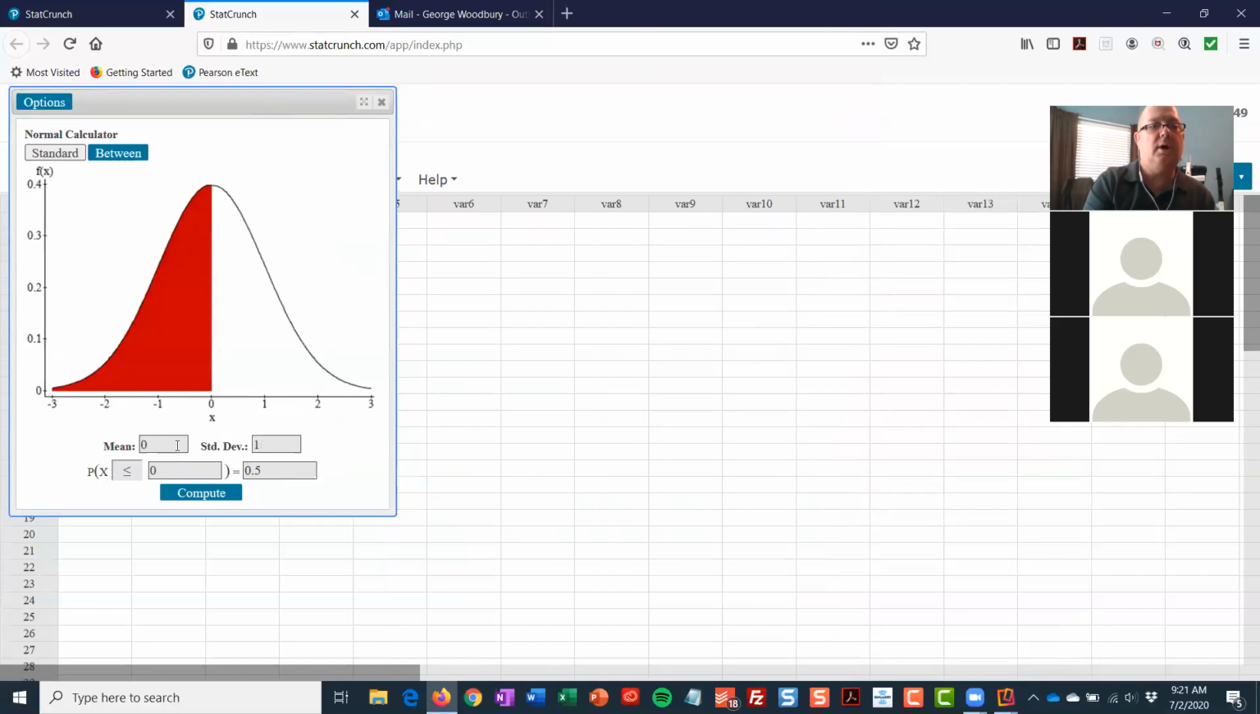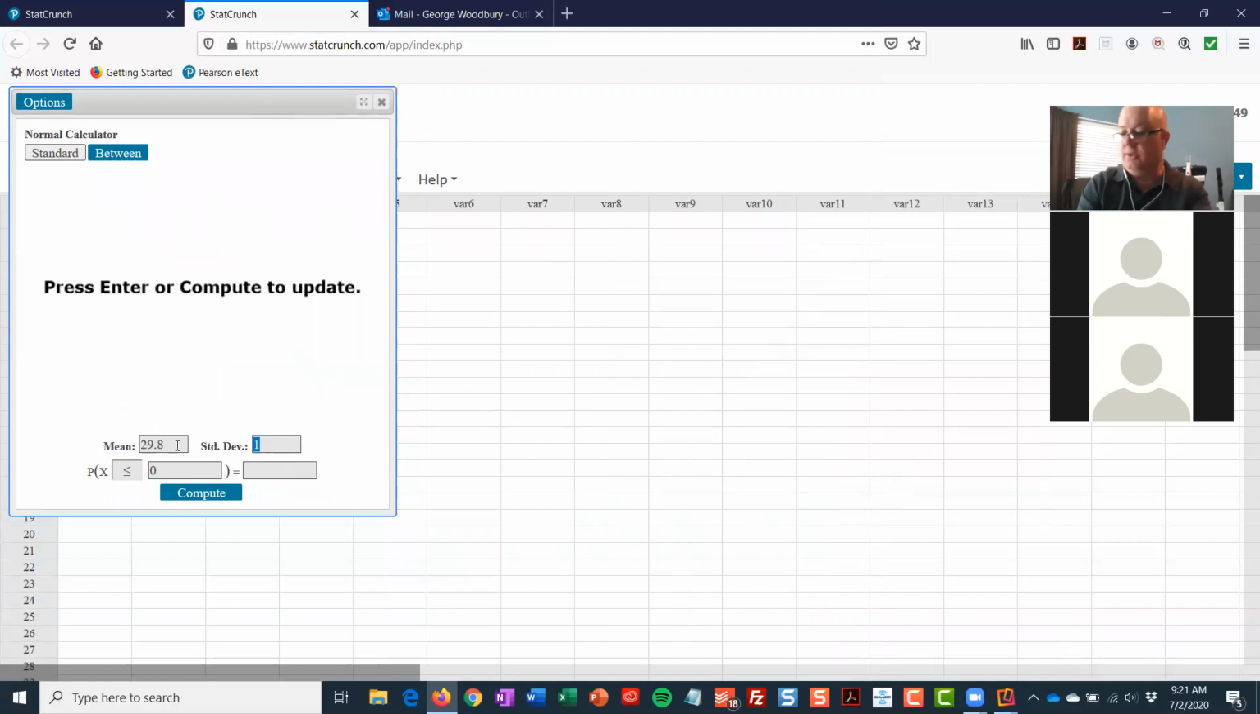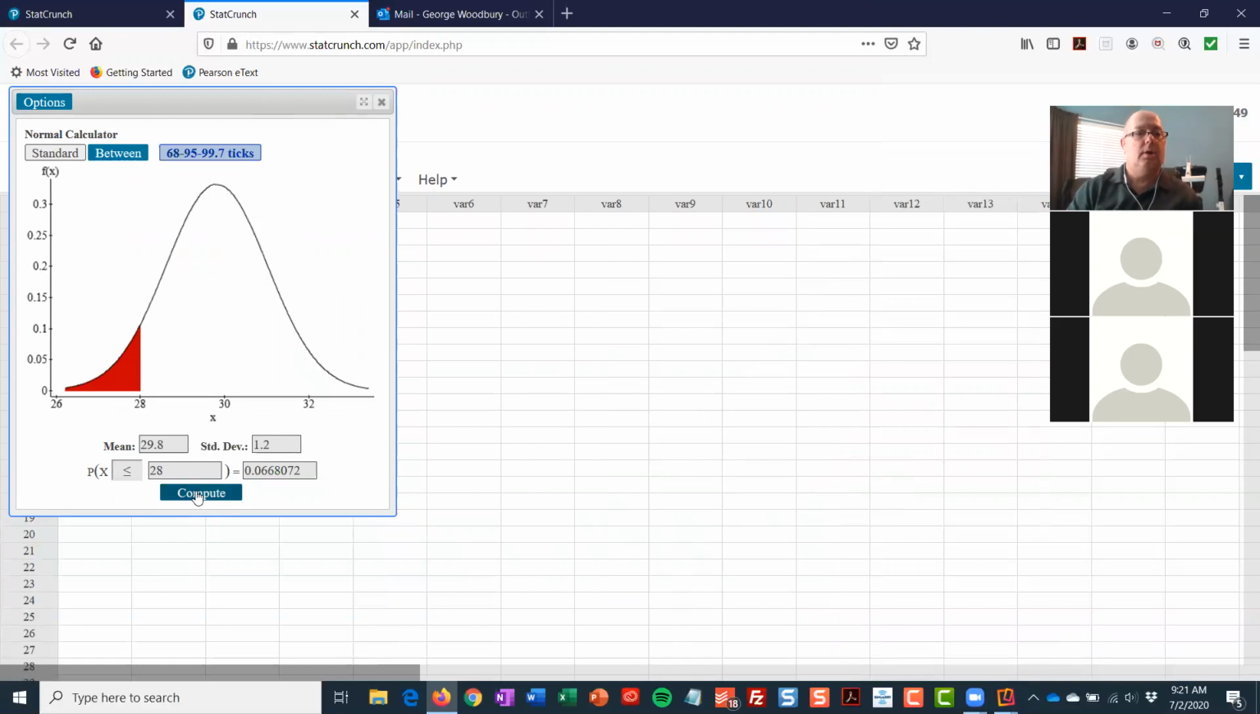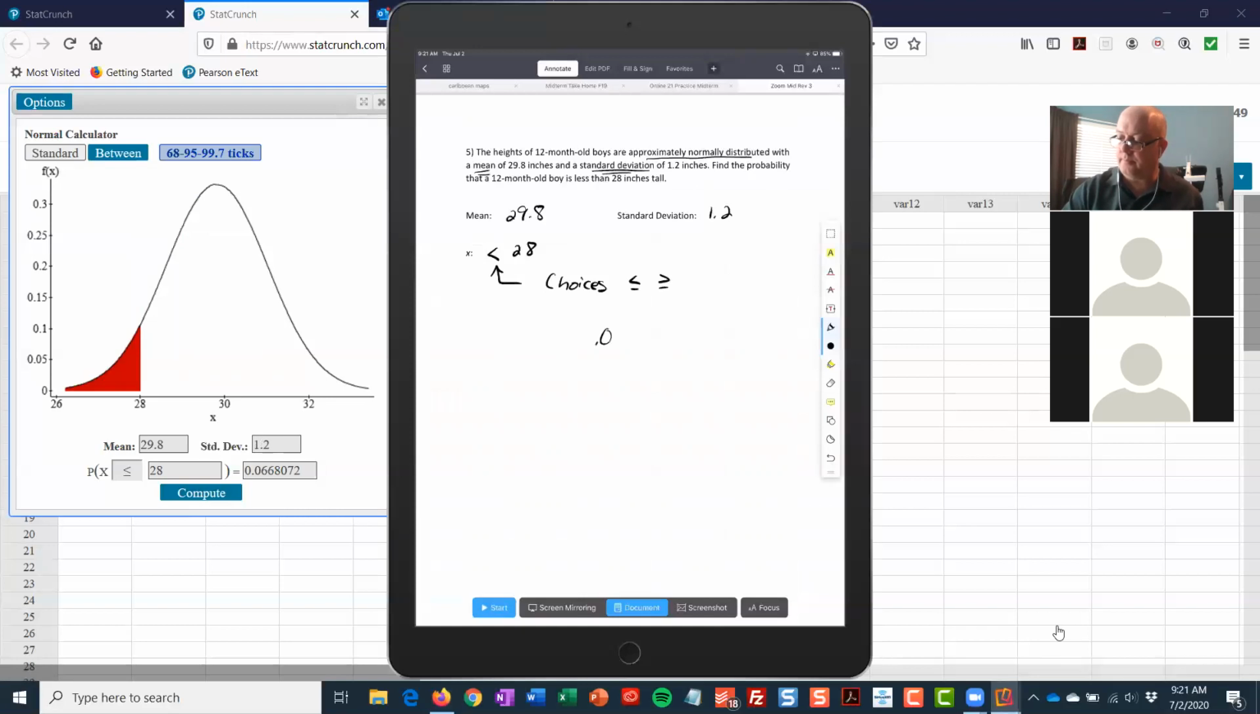In the normal calculator, you enter the mean, which is 29.8. The standard deviation was 1.2, and we were looking for less than or equal to 28. It gives us the graph, but more importantly, the calculation 0.0668. And as I mentioned, on the part 1, you'll write normal for the calculator. You'll write what your mean was, what your standard deviation was, and then what your answer is. Oh, also, I'm sorry, you should also write what you use for x. And here I would have typed x is less than or equal to 28.